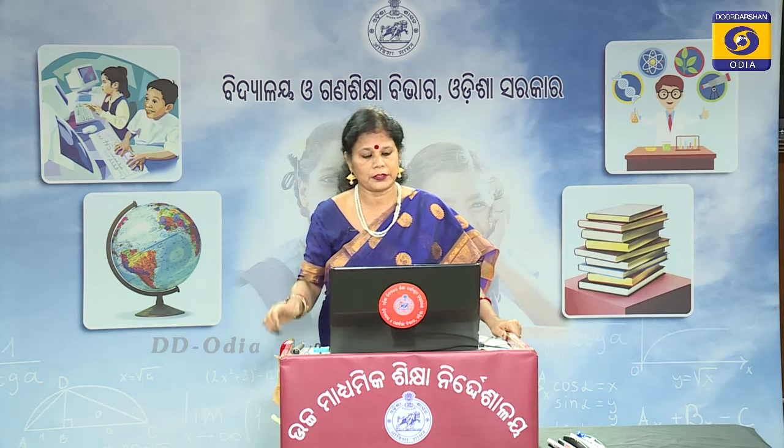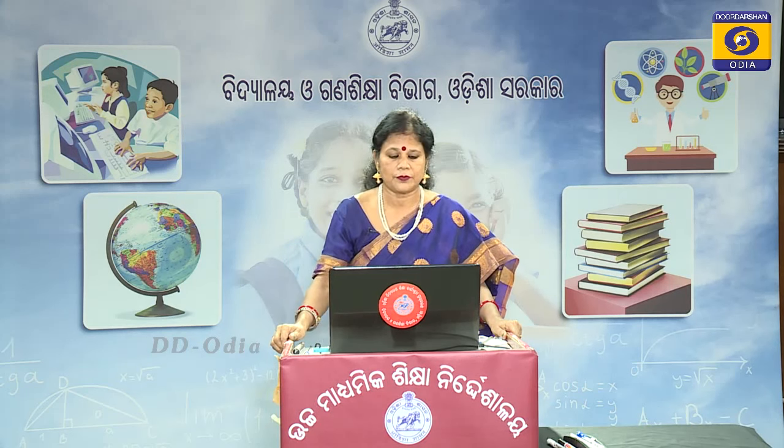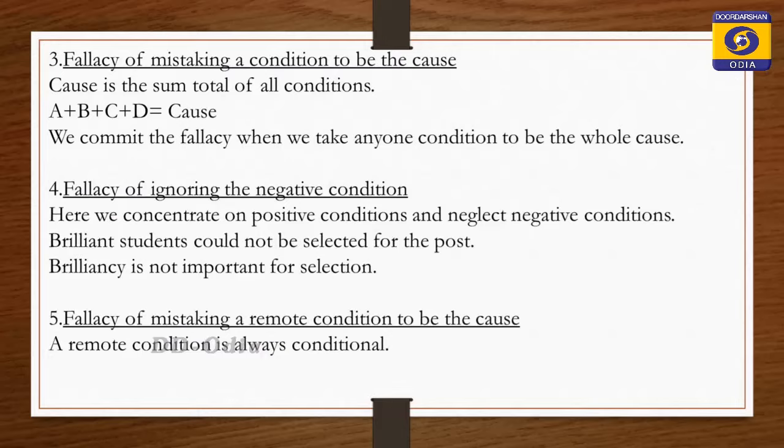So we neglect the negative conditions. Now the next one is fallacy of mistaking a remote condition to be the cause. The cause should be immediate antecedent, but if we take a remote antecedent then it will not be a cause, it will be a conditional cause because it will depend on another condition.